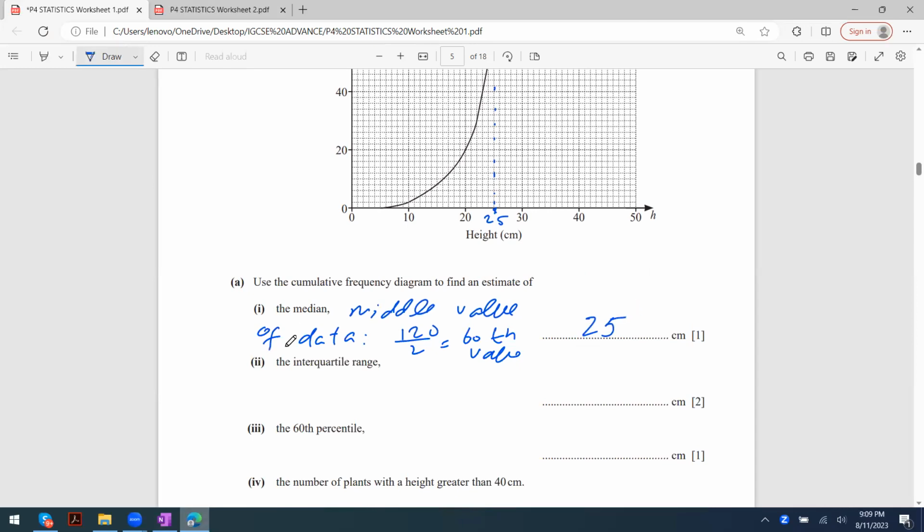Now, what is the interquartile range? The symbol for this is IQR. It's not IQ, intelligence quotient. Interquartile range is the upper quartile minus the lower quartile.